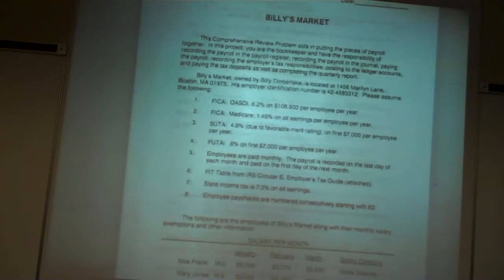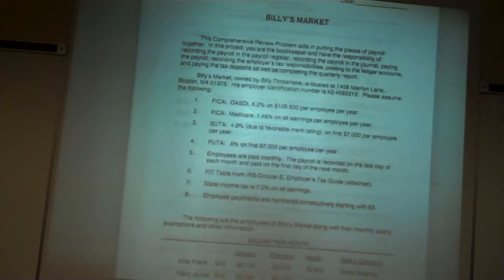Remember before we started the payroll, I told you that I think these two chapters are probably the most difficult chapters that we have. It's a lot to remember, and it's a lot of calculating, a lot of behind-the-scenes calculating when you have a wage base.